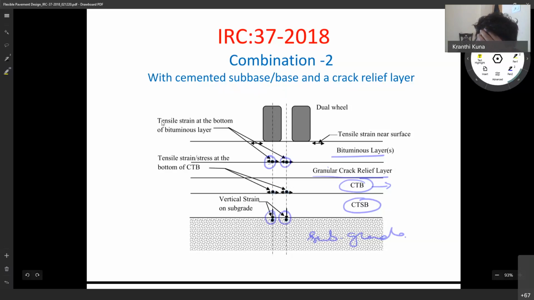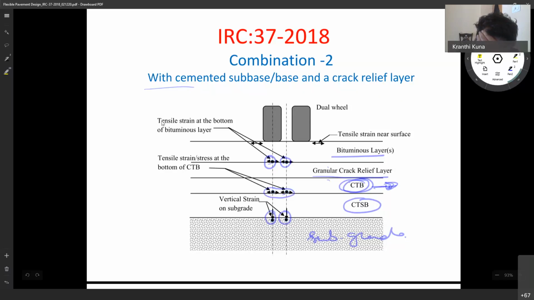In addition to that, we also determine the tensile stress and tensile strain. Remember, both stress and strain at the bottom of the cement treated base, because as I said, bound materials crack. So cement treated base is a bound material, and you do not want this to be cracked. So you want to determine the tensile strain and tensile stress, because there are two performance equations for cement treated base, one as a function of tensile stress, the other as a function of tensile strain. Which I will show later, but this is how we design a pavement with cement treated base and cement treated subbase.